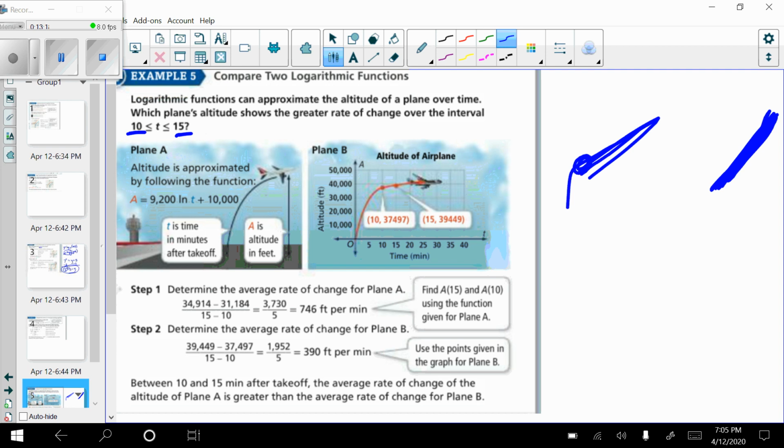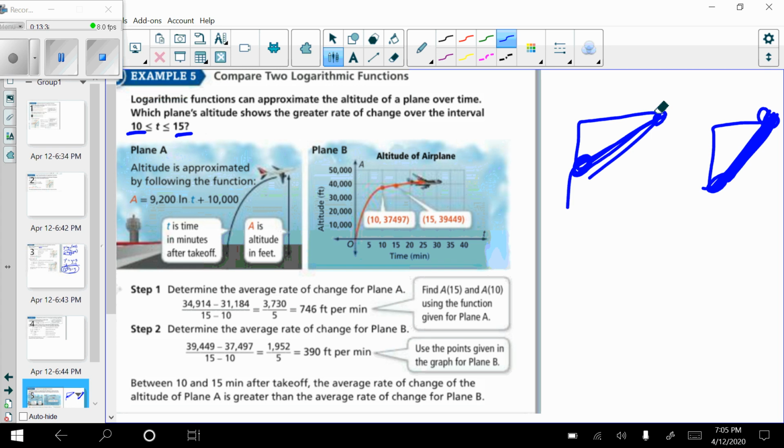But what we need to do is go from here to here and from here to here, and that's basically rise over run. This is rise over run, and whichever one has the bigger slope, or change of pace, will be the one that's getting higher faster. So that's what they did.